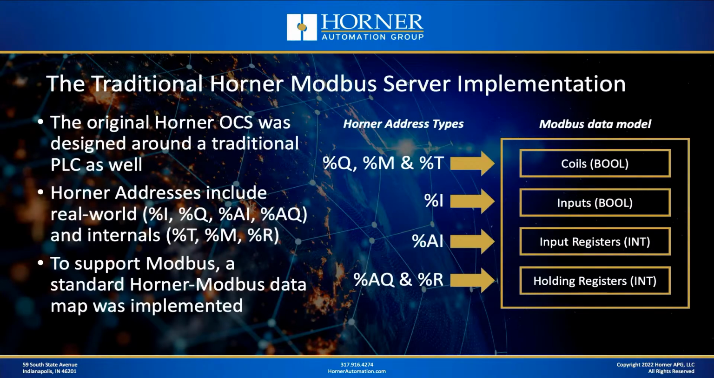So with Horner PLCs, you had different types of memory. For read-write bits, we had Qs, Ms, and Ts. Remember, Qs are real-world outputs, Ms are internals, but they're retained after a power cycle. Ts are internals that are not retained. We also had read-only inputs, or digital inputs, %Is, which are real-world inputs.